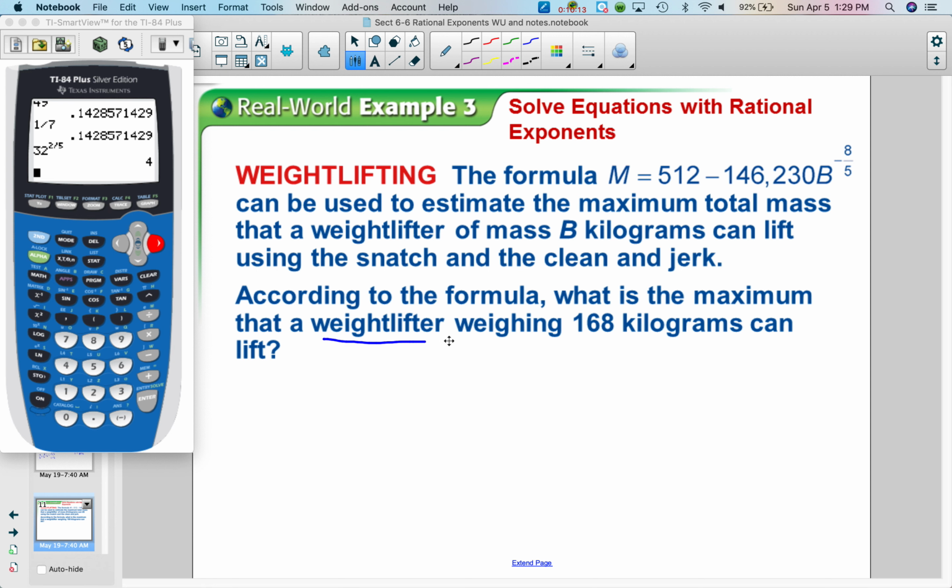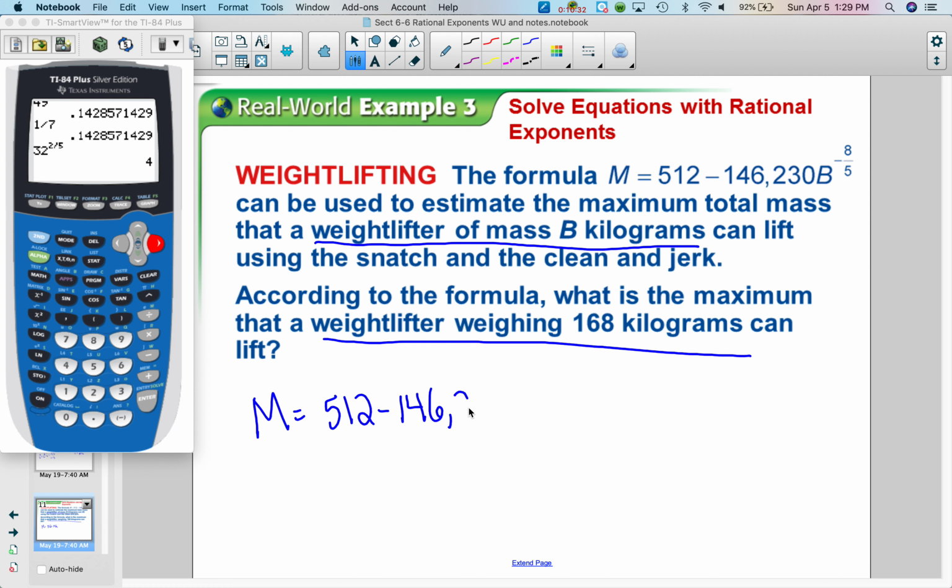So we need to know what we're plugging this in for. This is the mass of the weightlifter. So estimate the maximum total mass. So the mass of the weightlifter is b. So we're going to do m equals 512 minus 146,230 times 168 to the negative 8/5. So this is the problem that we're going to work out.